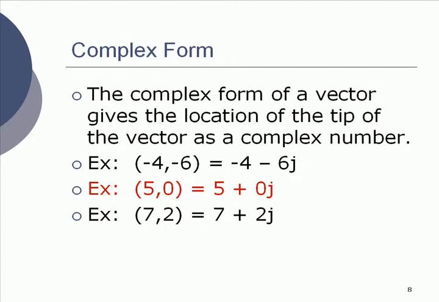One more example here, I guess, I had forgotten about, but the coordinate 7, 2 up in quadrant 1 would be 7 plus 2j. Nothing to it.